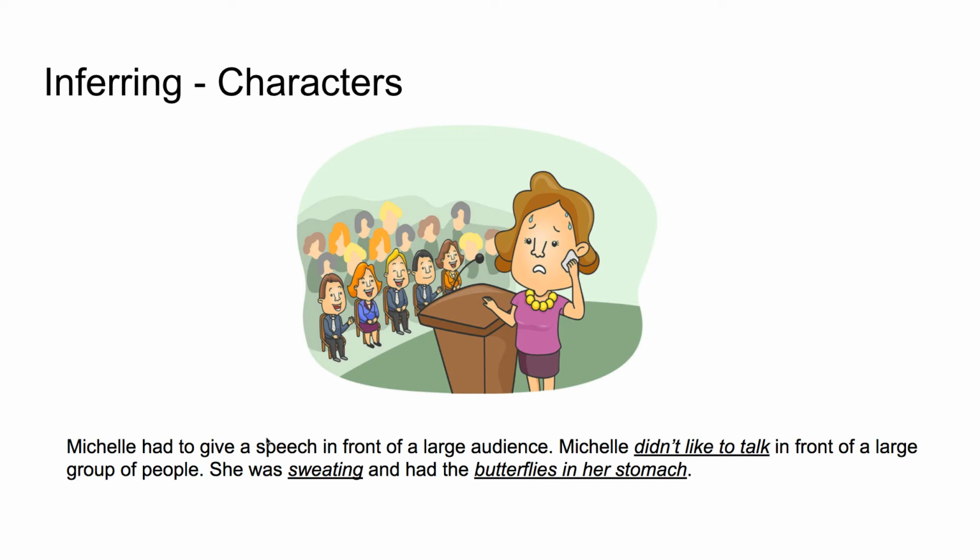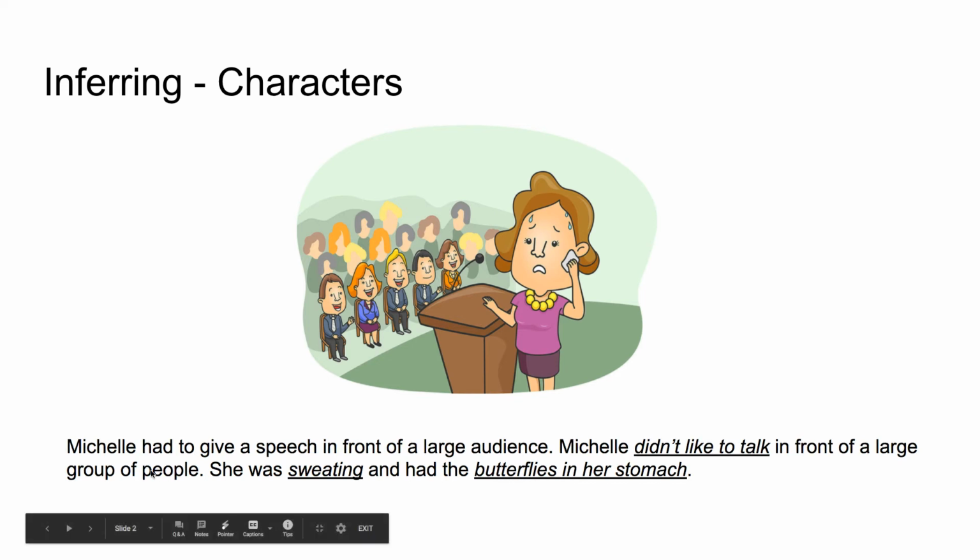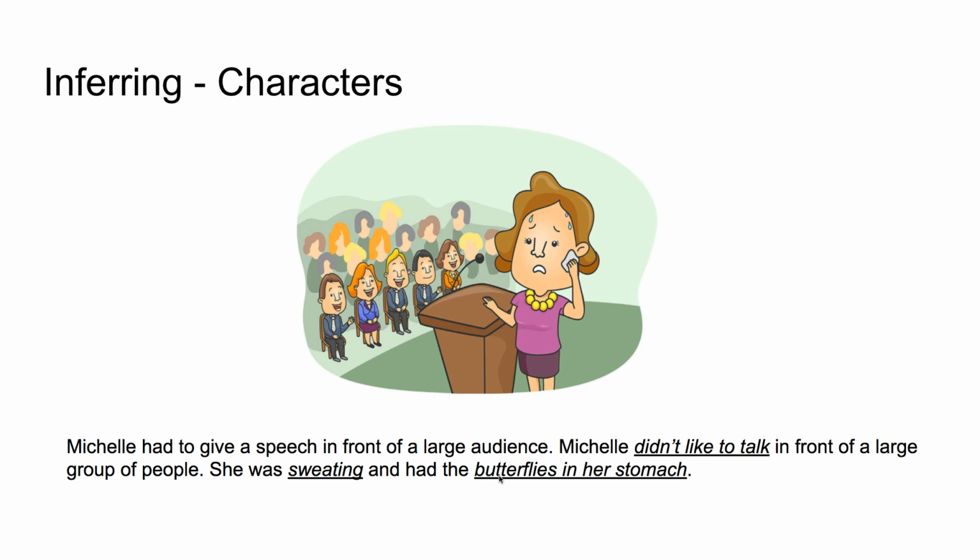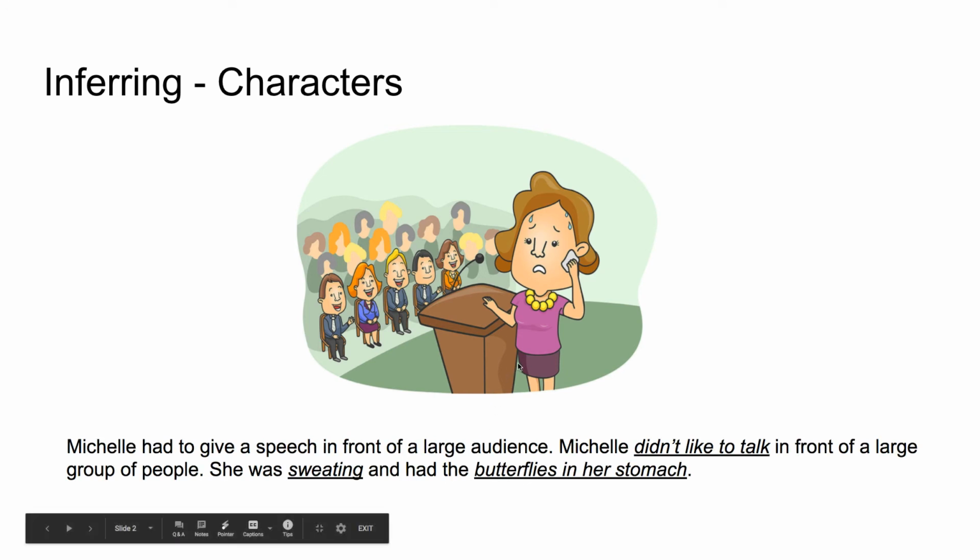Let's take a look at the text. That's another type of clue that we can look at. Let's read it together. Michelle had to give a speech in front of a large audience. Michelle didn't like to talk in front of a large group of people. She was sweating and had the butterflies in her stomach. Words like didn't like to talk, she was sweating, she had the butterflies in her stomach, that tells you that she was probably nervous or scared.